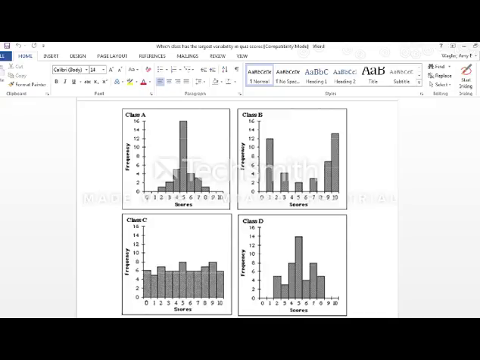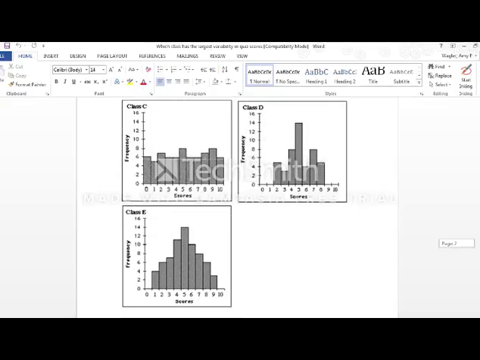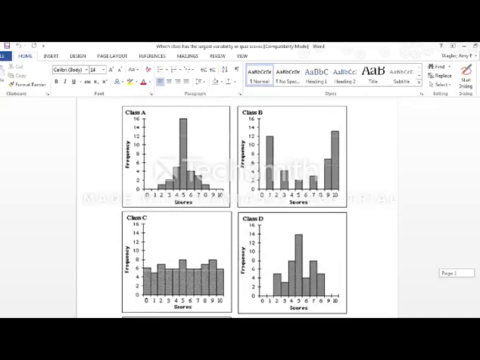Class C is definitely uniform. Class D is, well, there's a lot of choppiness to the bars. I'd say it's fairly unimodal, and Class E is very unimodal, but not as prominent at the modal region of 5. So which one would have the largest standard deviation or variance?